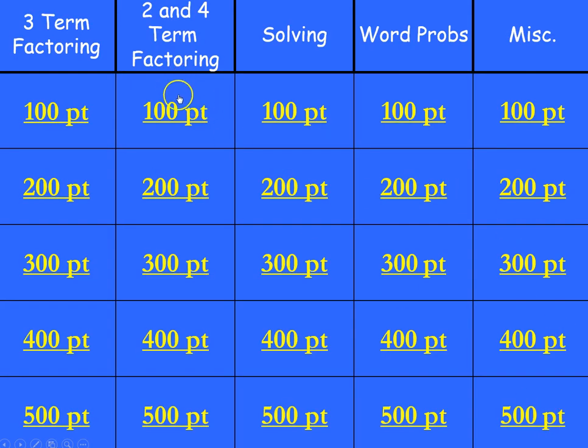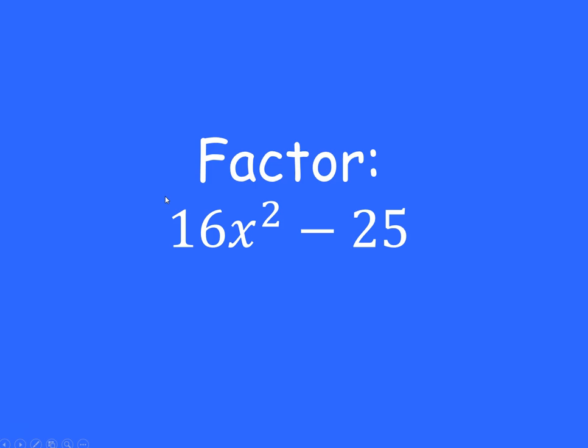Let's go to two and four term factoring for 200. Factor this: 16x squared minus 25. Go ahead and pause the video now and factor this two-term polynomial.